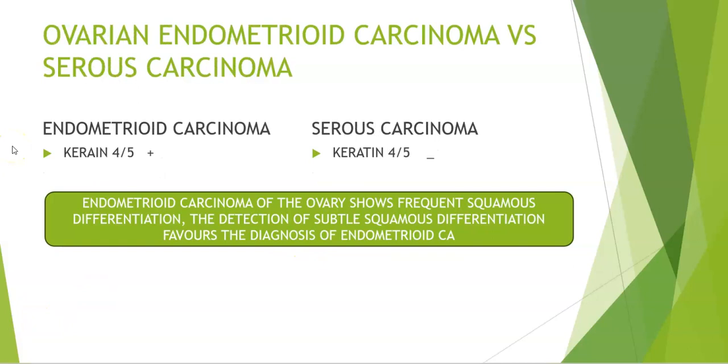Now coming to ovarian endometrioid carcinoma versus ovarian serous carcinoma. The endometrioid carcinoma will be positive for keratin 4-5, while serous carcinoma will be negative. Endometrioid carcinoma of the ovary shows frequent squamous differentiation. The detection of subtle squamous differentiation favors the diagnosis of endometrioid carcinoma. That will be positive for keratin 4-5.